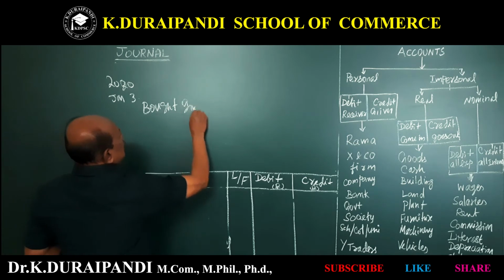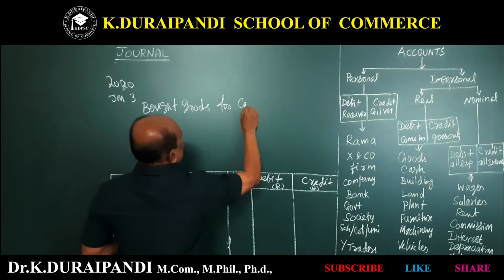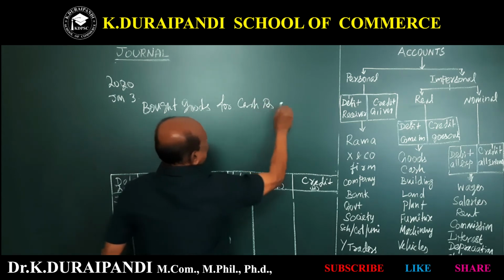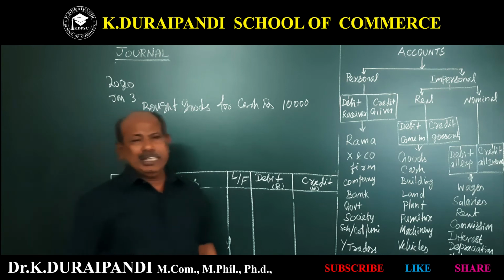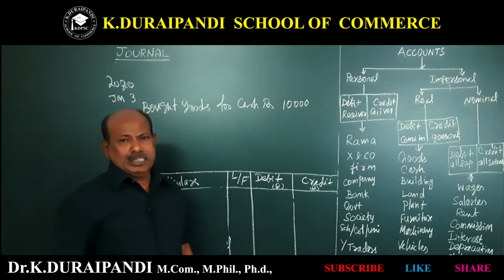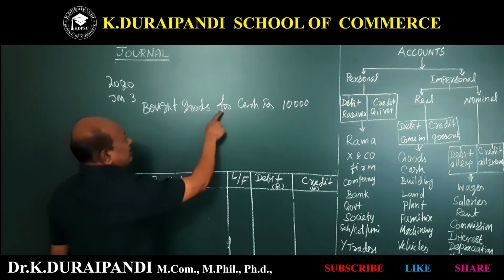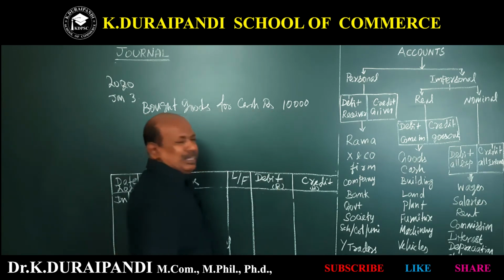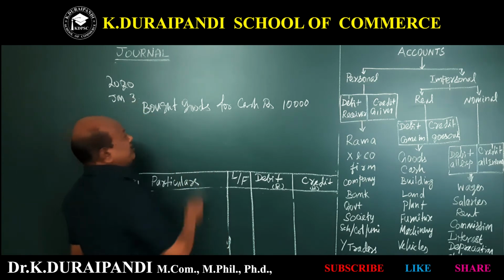Bought goods for cash rupees 10,000. That is another business transaction. You mean that bought goods for cash rupees 10,000. It occurred on January 3rd.